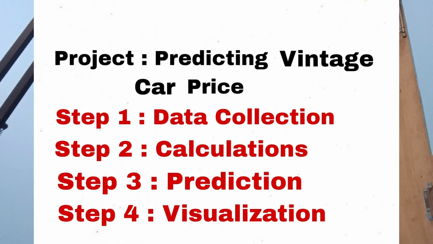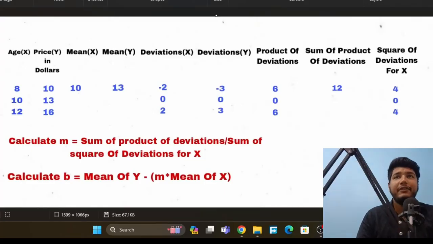I will explain this with a project. The project is predicting the price of a vintage car. We will do this in four steps: first collecting data, second calculation, third predicting the price, and fourth visualizing it. First we will collect the data: for an x year old car, how much the price will be. Second, we will do the calculation.